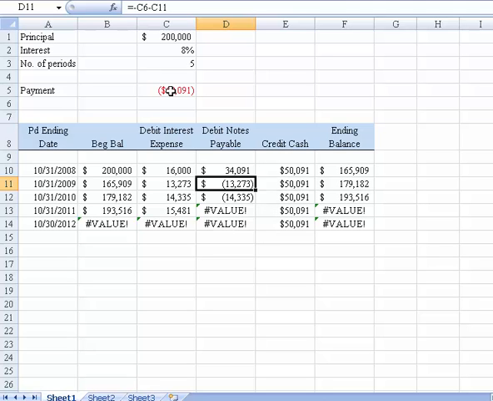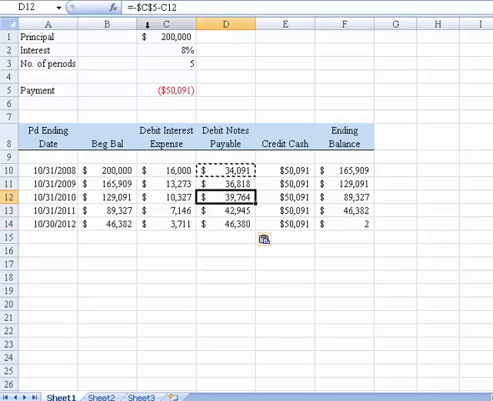We would still take C6 minus C11. Let me fix that. Oh, here's the problem. This needs to be an absolute reference. So if I copy that down, now we look right, and look, we balance to within $2.